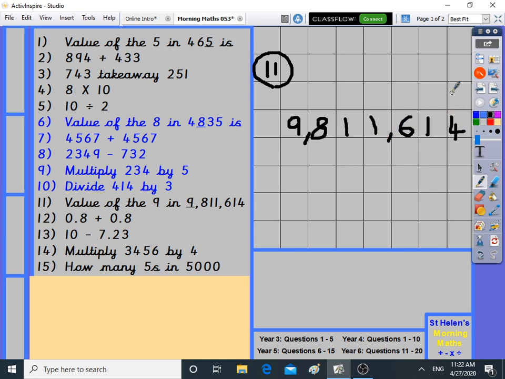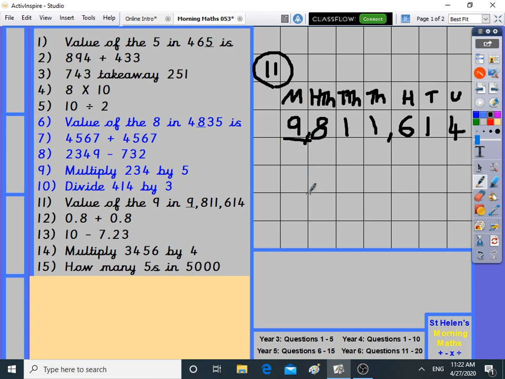9,811,614. Put my hats on anyway. Units, tens, hundreds. We're going to get big hats this time. Thousands. Next one is tens of thousands, TTH. Next one is hundreds of thousands, HTH. And then M for millions.